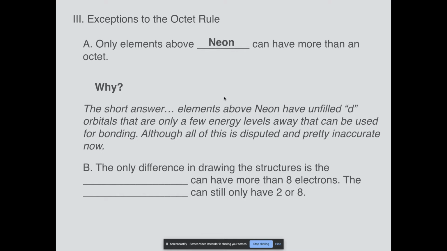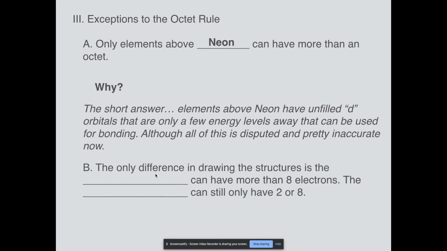So in reality, we really don't know why they are able to form these exceptions, but they do. That's all I can say, is that these exceptions occur readily when you go beyond neon. So maybe it's less an exception, and we should actually change the rule. We should say the octet rule is just something that anything below 10 follows. And then if you go beyond, it's expanded. You have expanded octets, is what they're sometimes called.